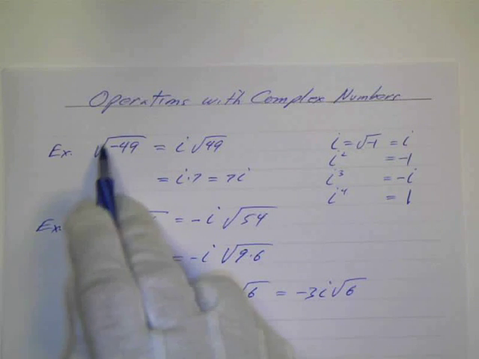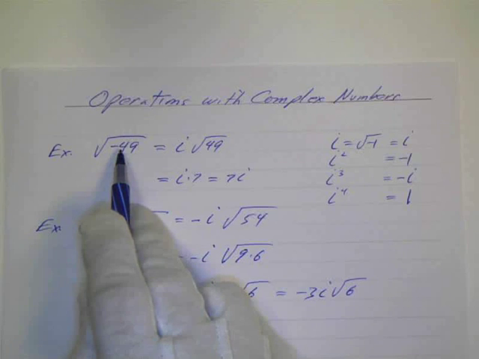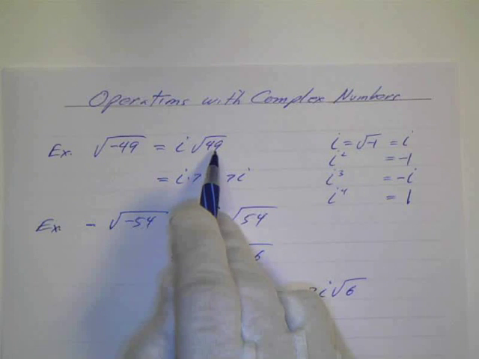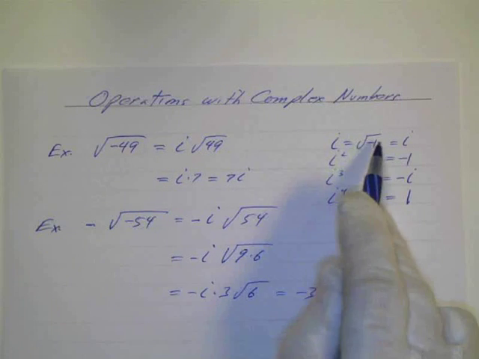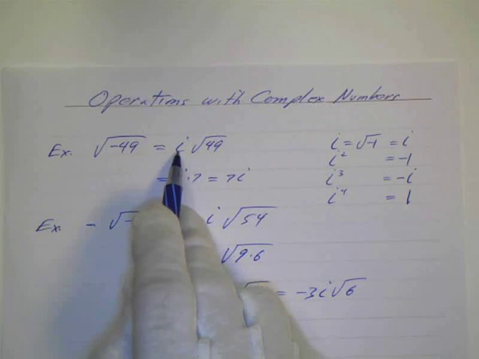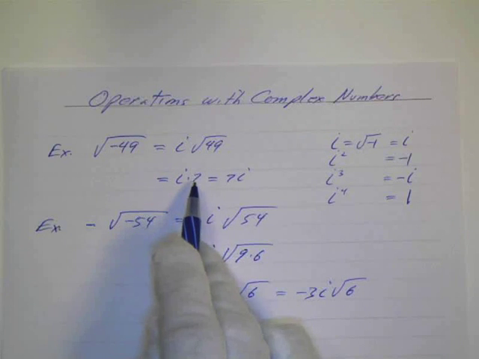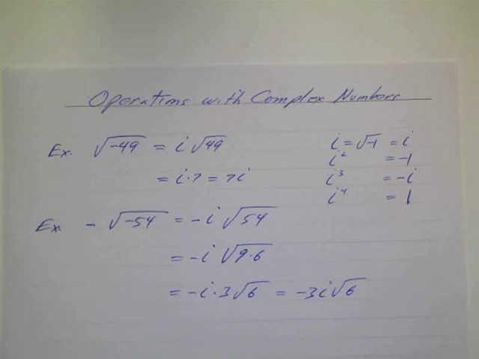So here's an example of the square root of -49. First thing I do, like when you're peeling potatoes, what's the first thing you do, is take out the i. So I write this as i times the square root of 49. Remember, i is the square root of -1, so that's that negative part. And the square root of 49 is 7, so I have i times 7, or I can just reverse that and say 7i.